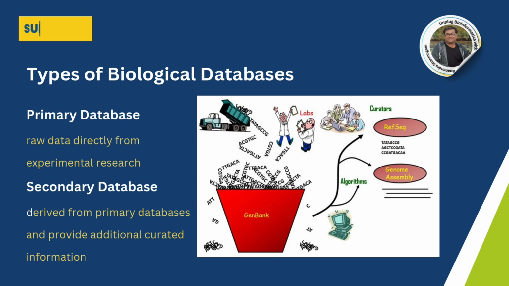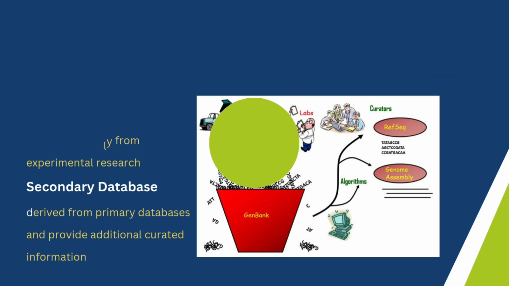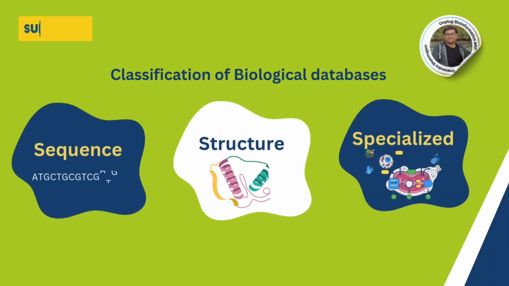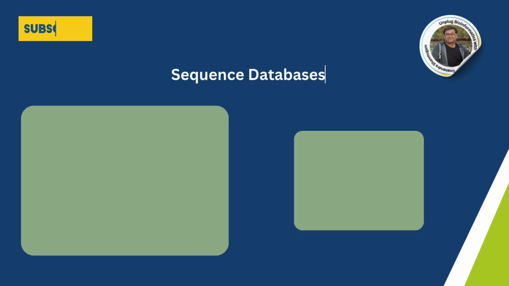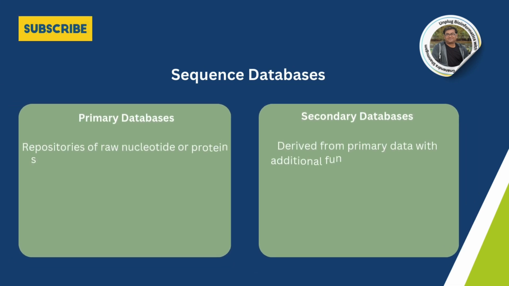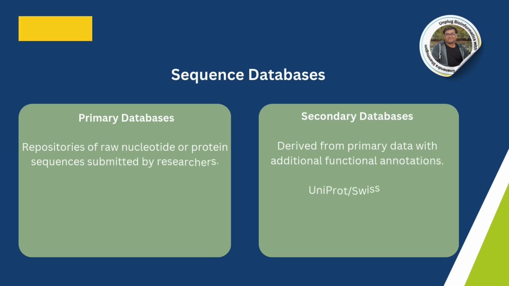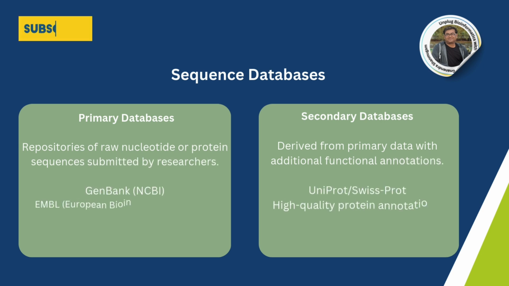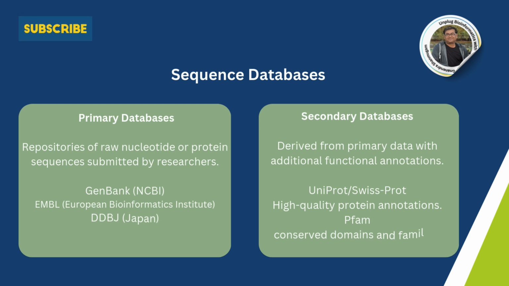So now, based on the type of data they store, the databases are classified as sequence databases that hold sequences, structural databases that hold 3D structural information, and specialized databases that hold focused information. Coming to the sequence databases, primary databases are the repositories of raw nucleotide or amino acid sequences that are directly deposited by researchers. Examples for this are GenBank hosted by NCBI, USA, EMBL hosted by European Bioinformatics Institute, Europe, and DDBJ hosted by NIG, National Institute of Genetics, Japan.